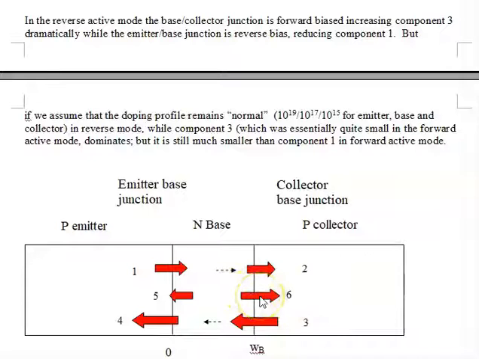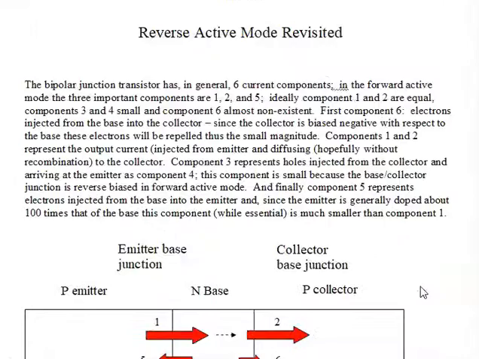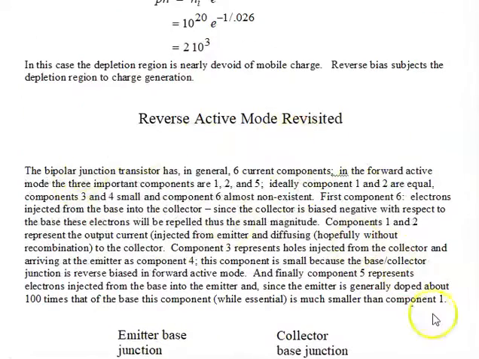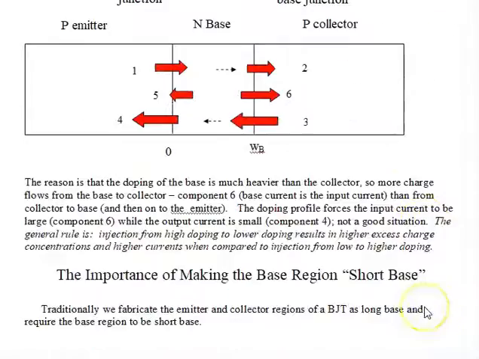So component 6 goes way up, component 3 goes up, and I have a relatively poor operation point. In fact, I've got very little good that comes out of this. That's why it's called the crazy mode. Reverse active mode, but it's also the insane mode.